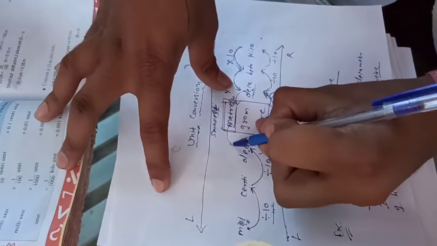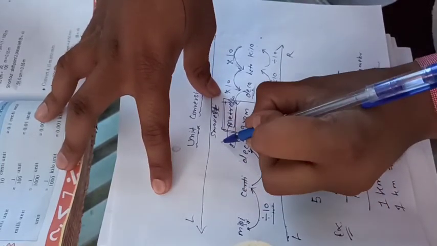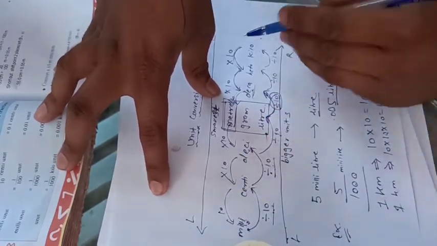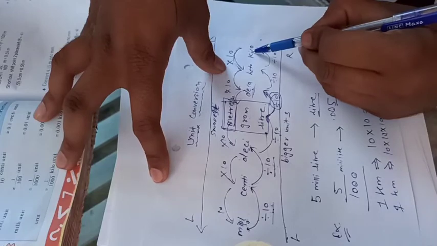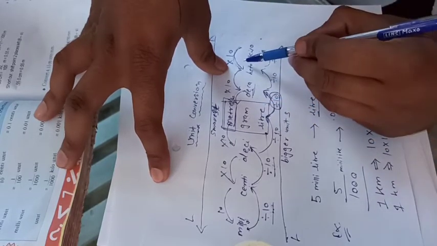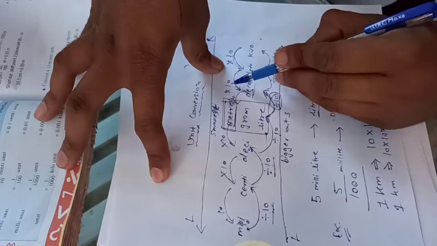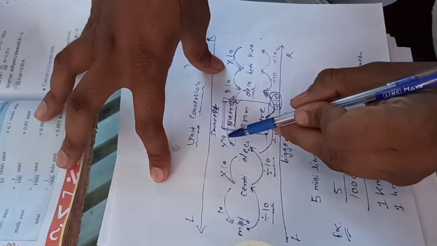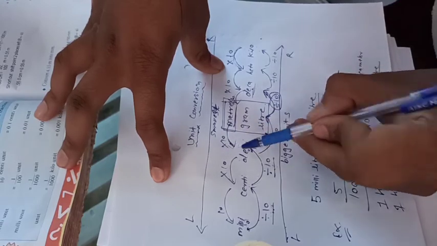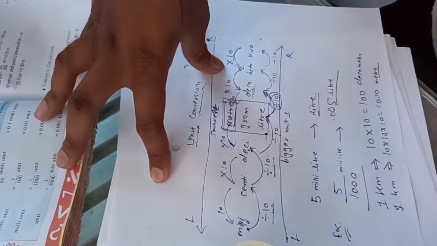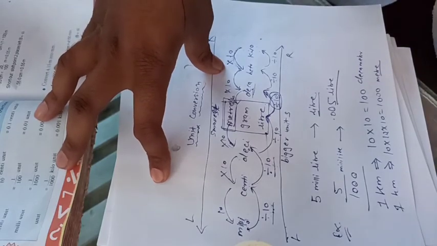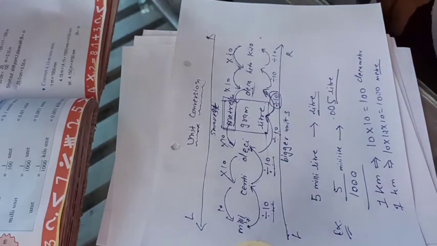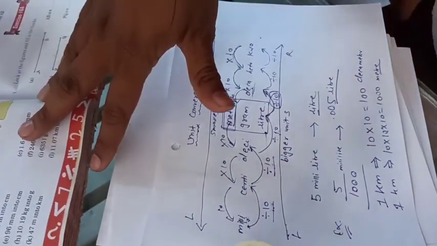So whenever we move from a bigger to a smaller quantity, we multiply by 10 for each step. If we have to convert kilometer into meter, we multiply by 1000, 10 into 10 into 10. If we have to convert meter into decimeter, we multiply by 10, because we move only one step. So this is how we do our conversion. Okay, let's come to exercise 15a.